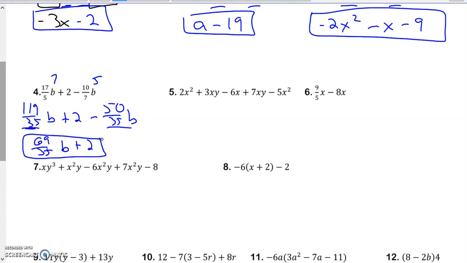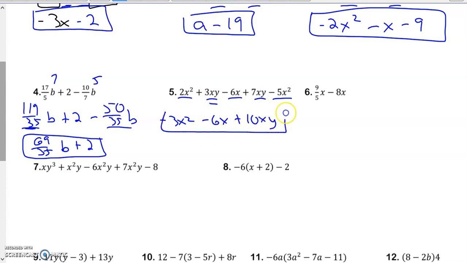Taking a look at the next one, we're going to put it in standard order. So we're going to put the x's together first. And I have 3 minus 5, which is going to get me a negative 3x squared. And then I'm going to do my x, which is minus x. And then finally, I'm going to do 3 plus 7, or plus 10xy.